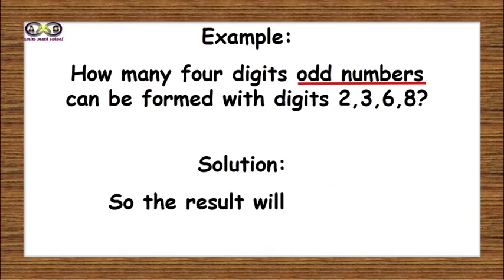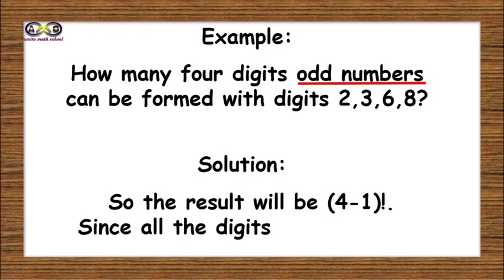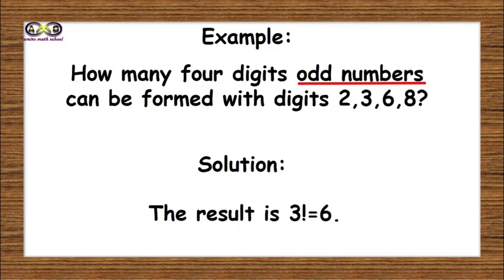So the result will be 4 minus 1 factorial. Since all the digits are different here and we exclude one digit, 3, from the 4 digits, that's why the result will be 4 minus 1 factorial. Finally, the result is 3 factorial, which is equal to 6.